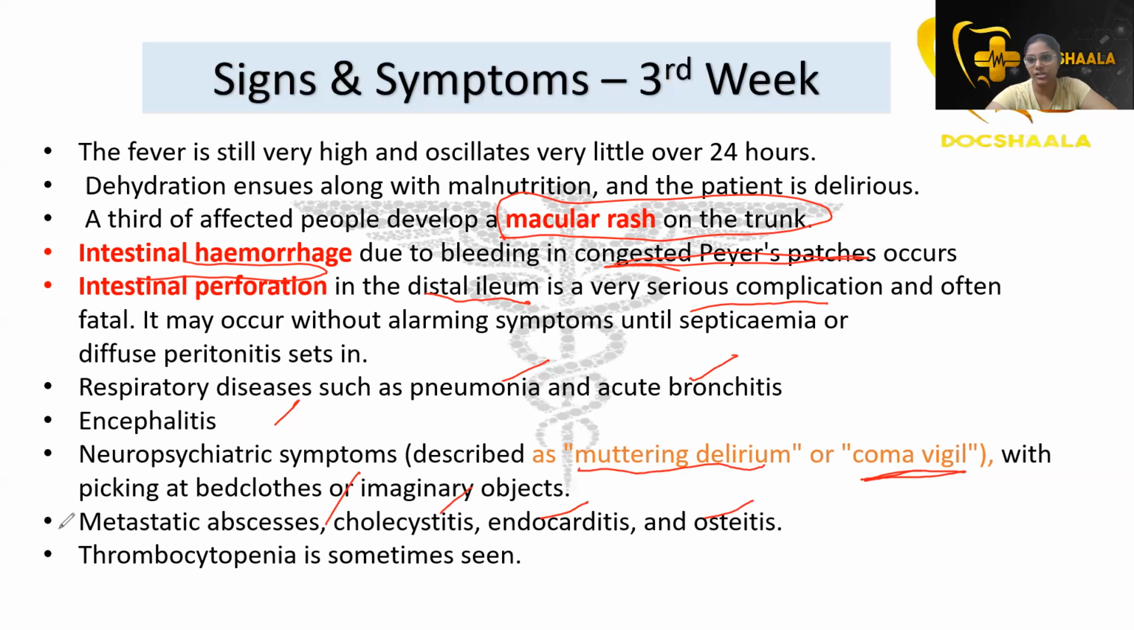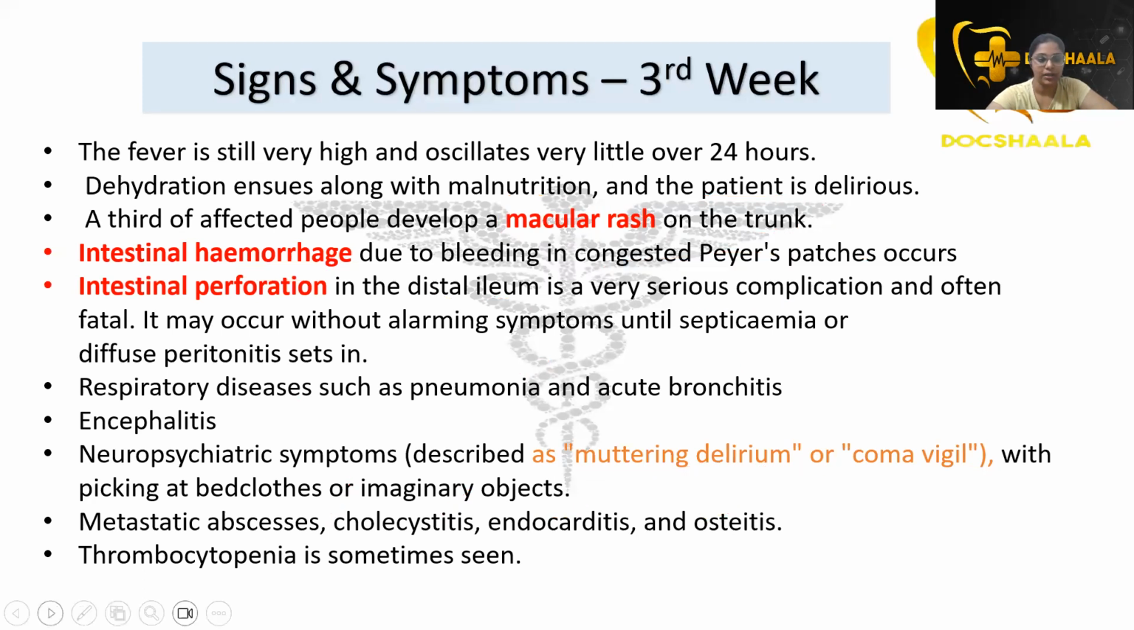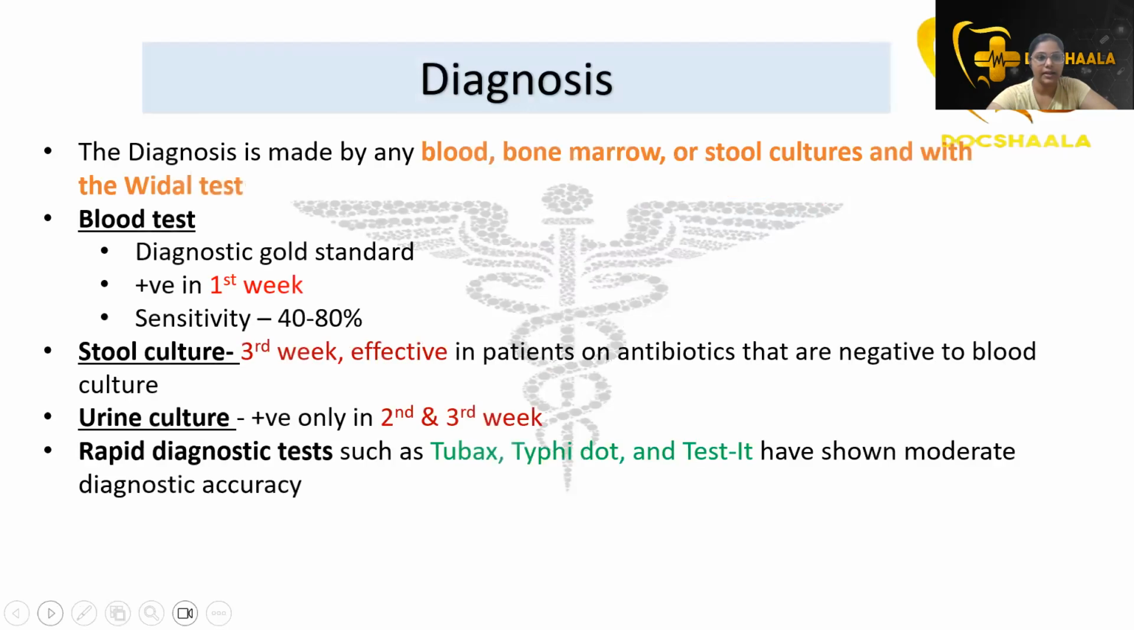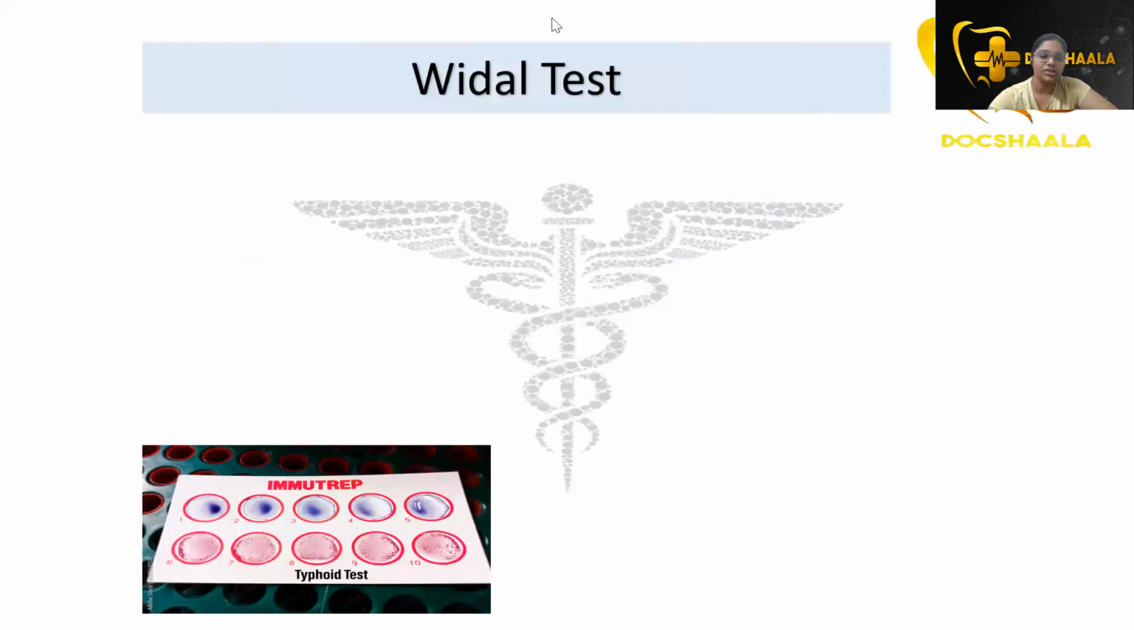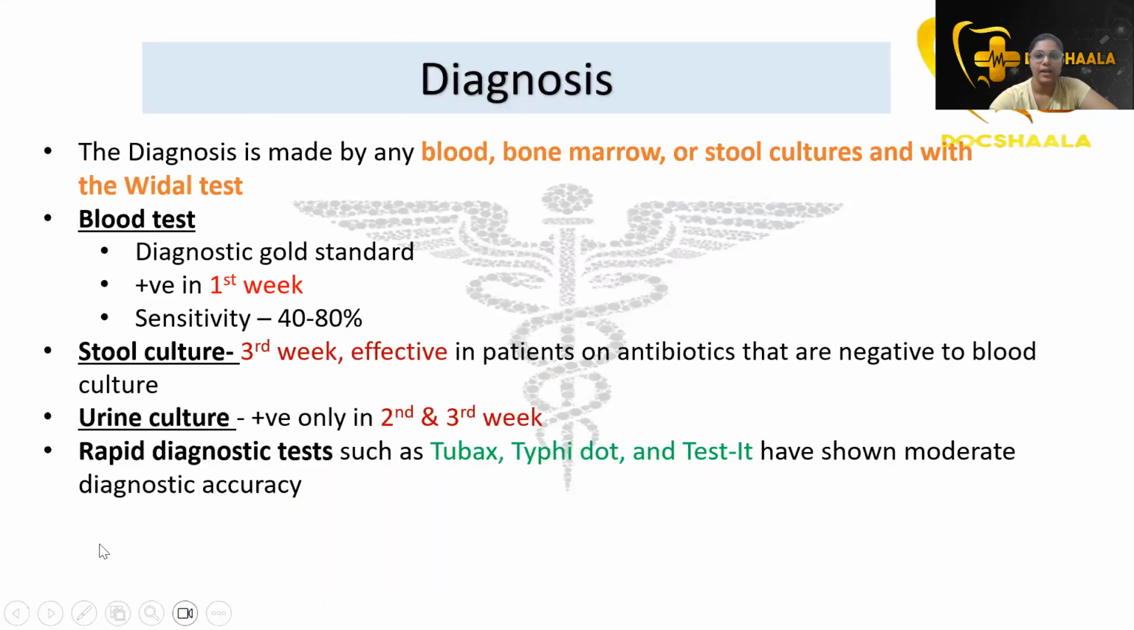When the patient reaches these stages, it is difficult to treat the patient. Then coming to the diagnosis. As we have seen from the previous slides, diagnosis is made by blood cultures. Along with that, we can use bone marrow cultures, stool cultures, and along with that, the Widal test. So these are some important things: blood, bone marrow, stool cultures, urine cultures, and the Widal test.